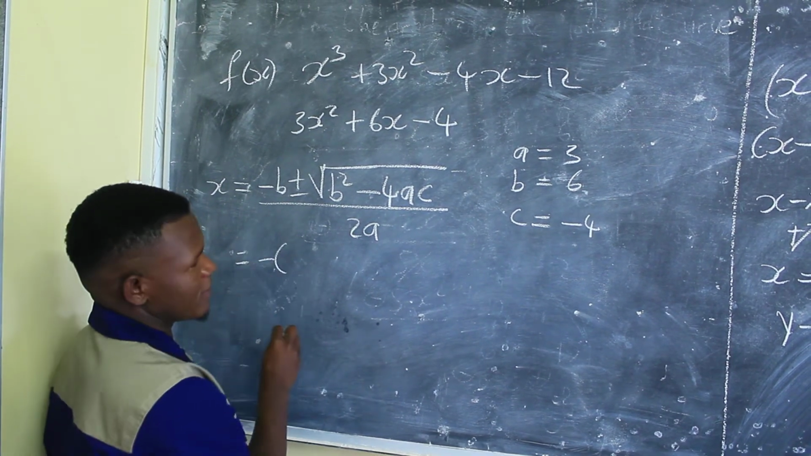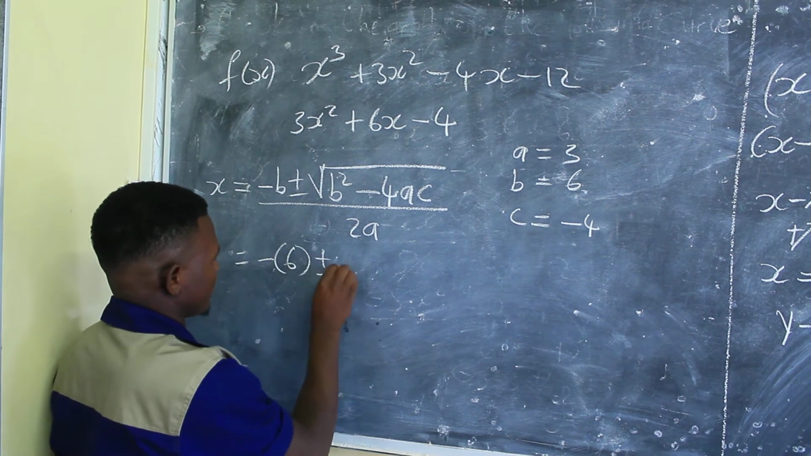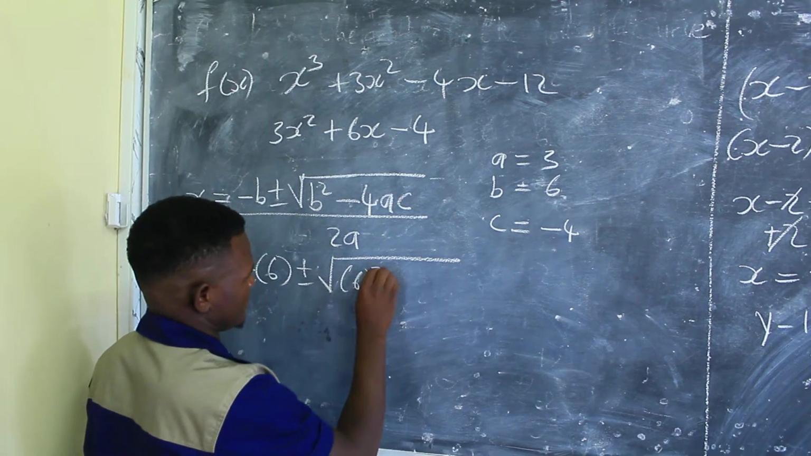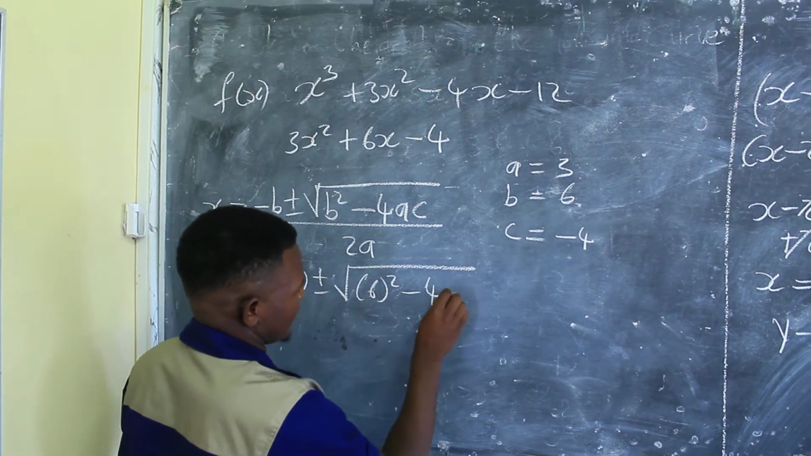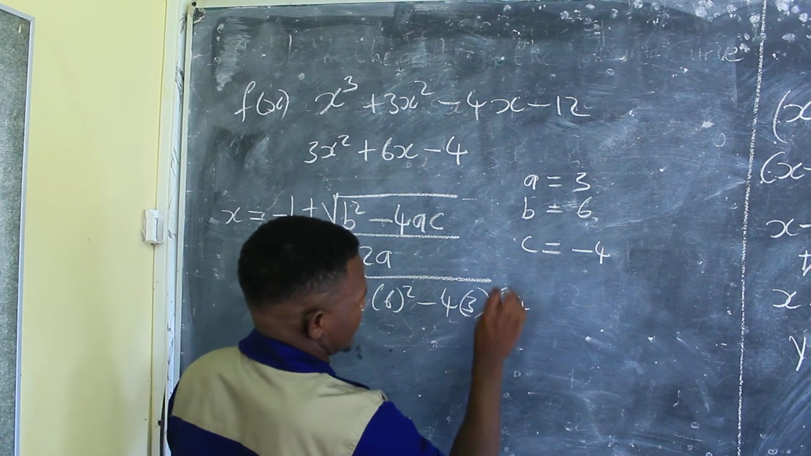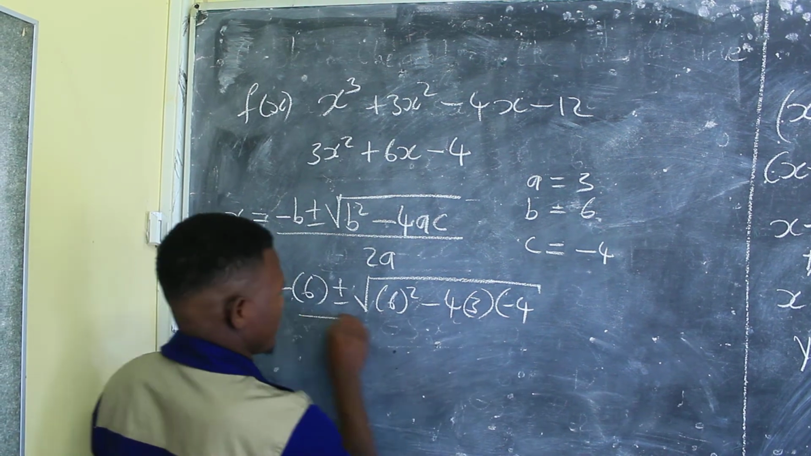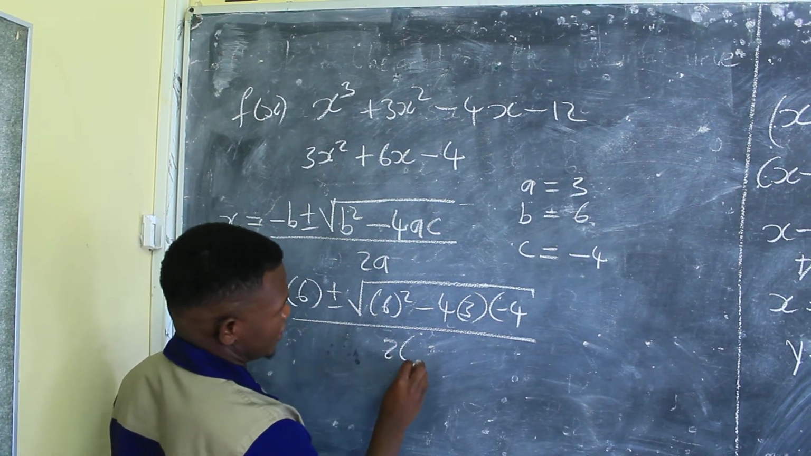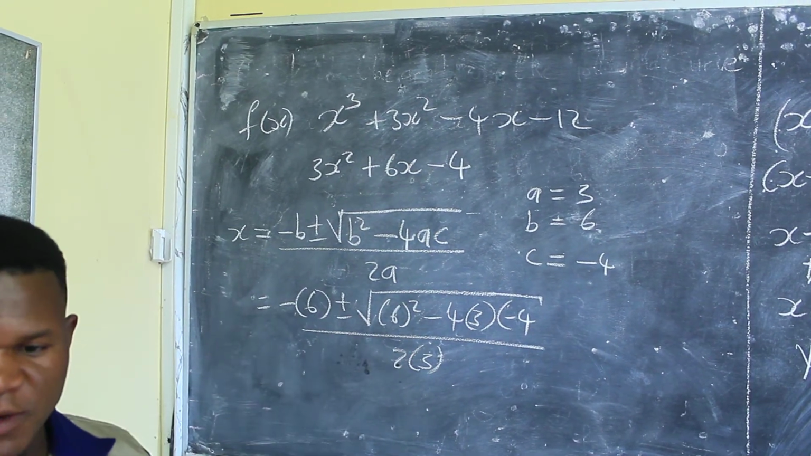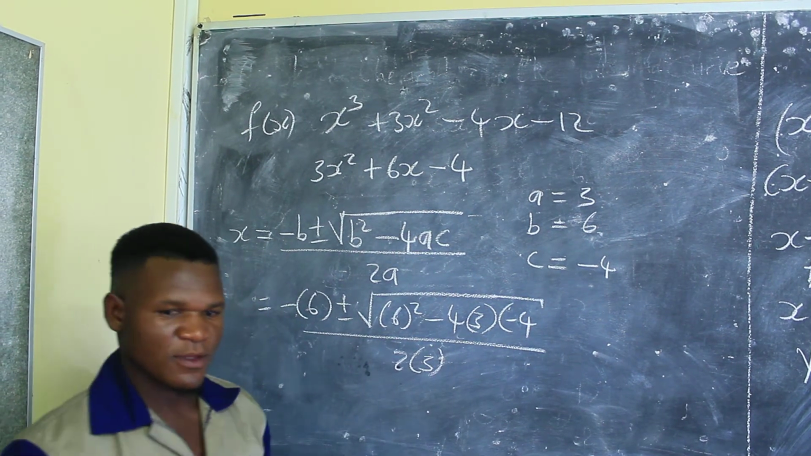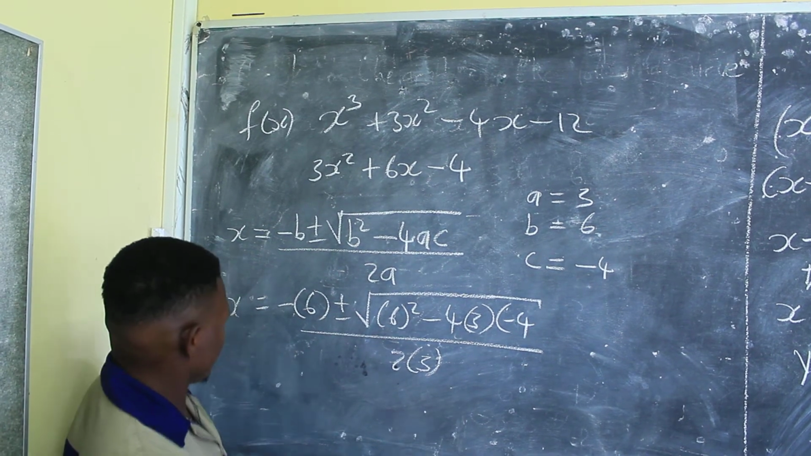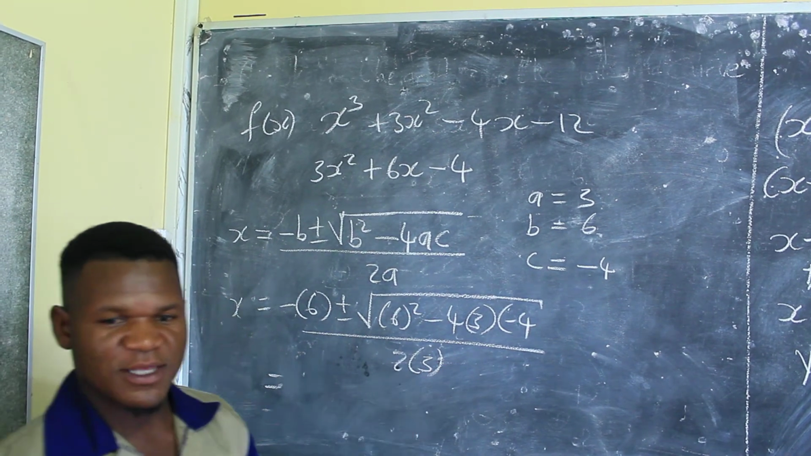Negative b, which is 6, plus or minus the square root of 6 squared minus 4 times a, which is 3, times c, which is negative 4, all over 2a, which is 3. When you press this in your calculator, what value are you getting? Press this in the calculator.